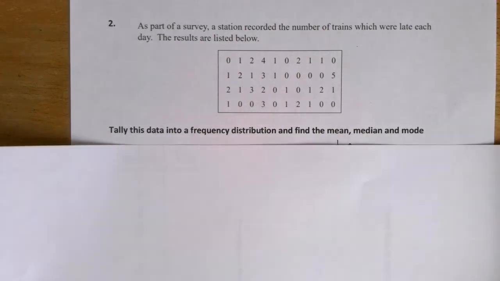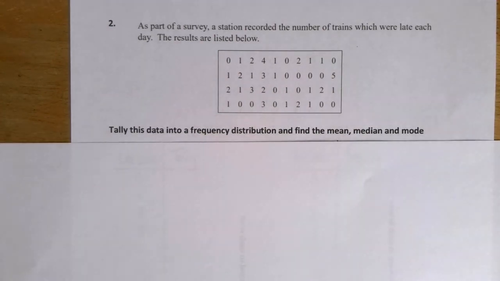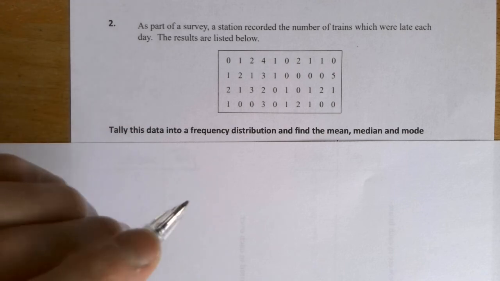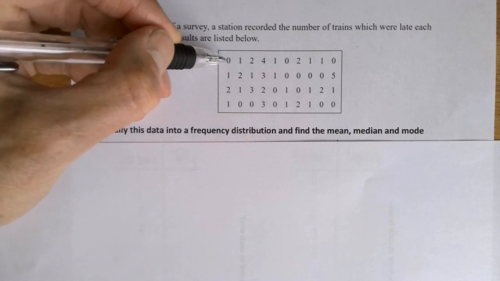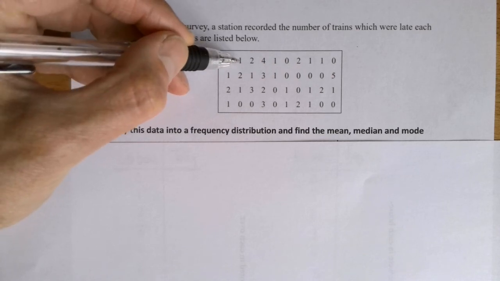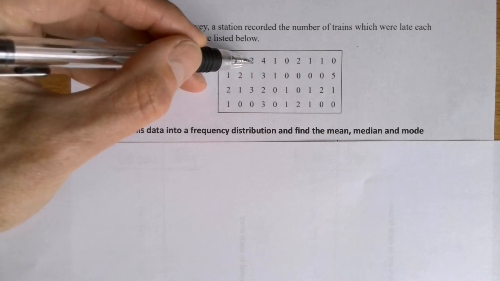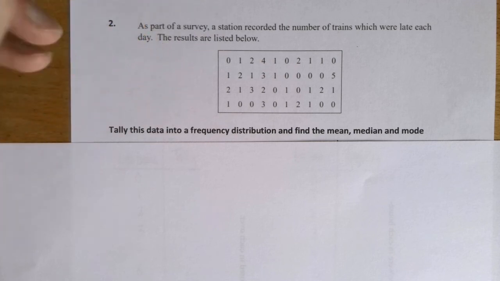I've then added just a set of data, so that's what you'll get on the sheet. So here we've got a survey of the number of trains that were late each day at a particular station. So first day they recorded, there were no trains late. Second day there was 1 train. Third day there were 2 trains, etc. I want you to tally this data up into a frequency distribution and then roll several of the techniques we've used together and find the mean, the median and the mode.